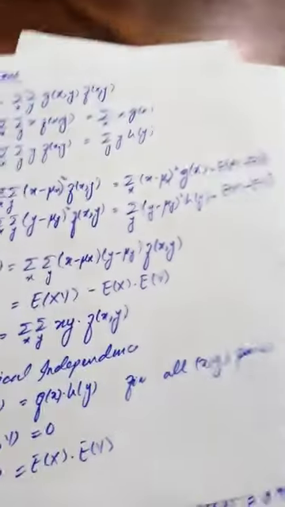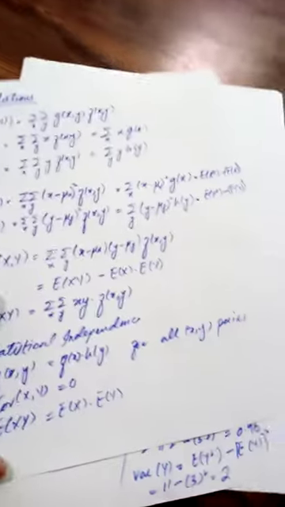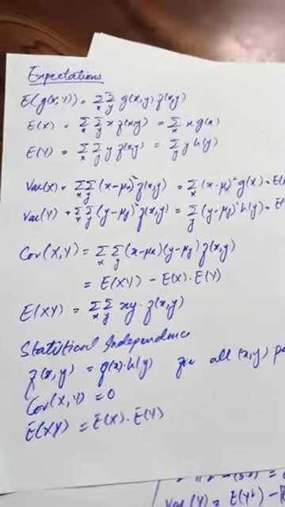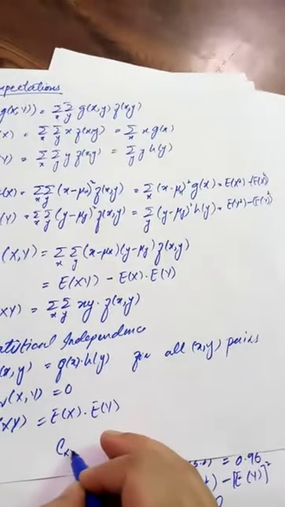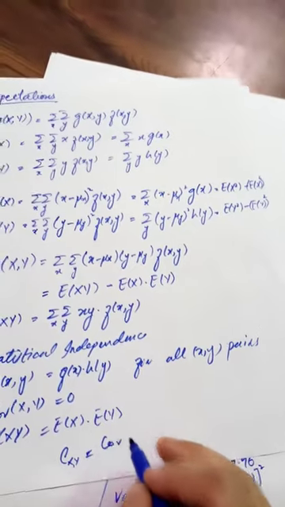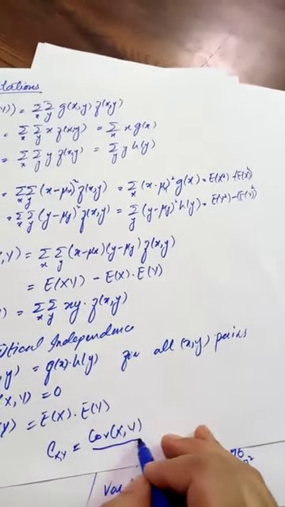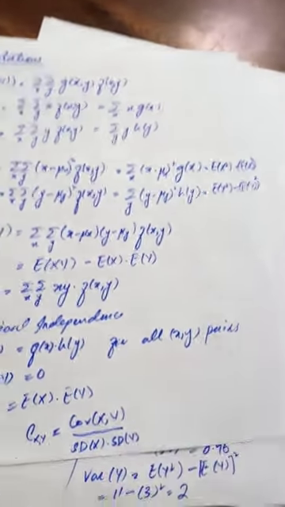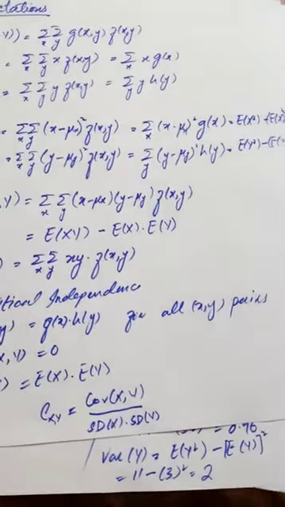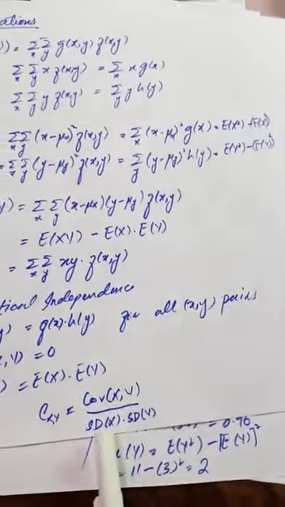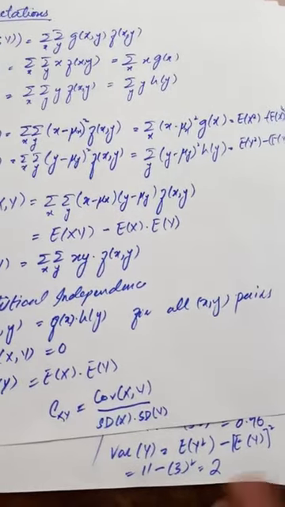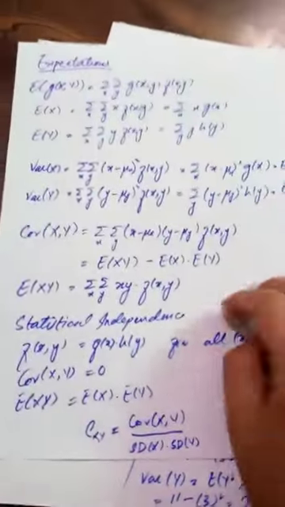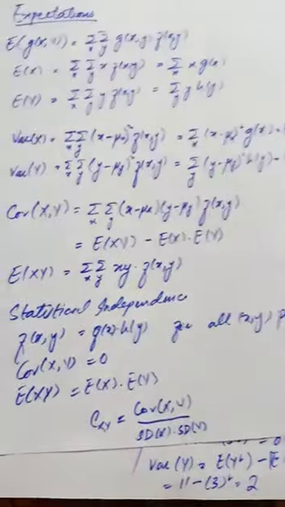So girls, these were the expectations that we can compute from the joint distribution. We can further compute the coefficient of correlation if we want to. What is the coefficient of correlation? It's rho x y, and it's equal to covariance of xy divided by standard deviation of x multiplied by standard deviation of y. So we can compute the coefficient of correlation as well. We have computed covariance, we have computed variances. We can substitute in this and we'll simply get the coefficient of correlation. So these are all the expectations and values we can compute from the bivariate distributions.